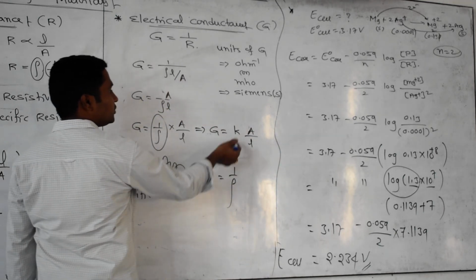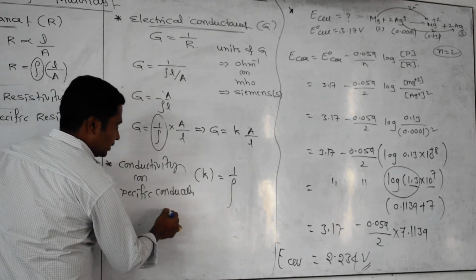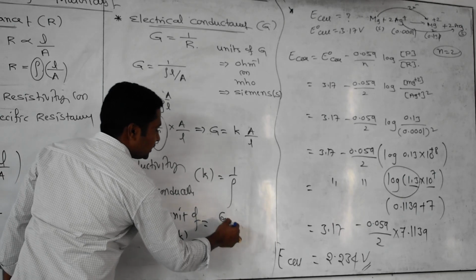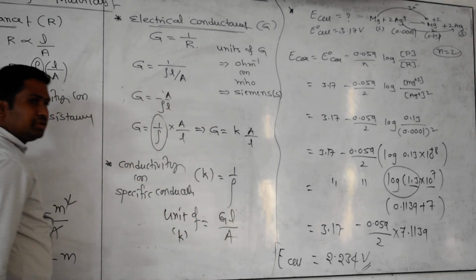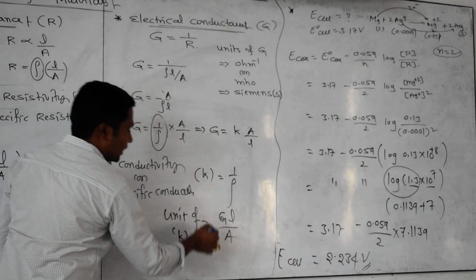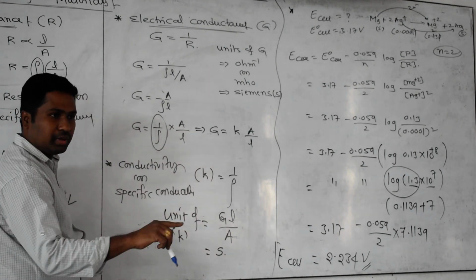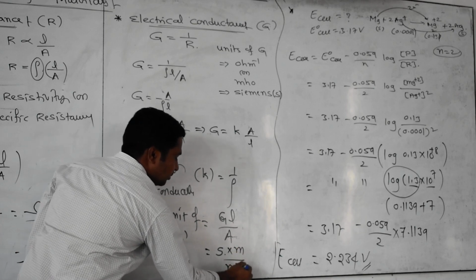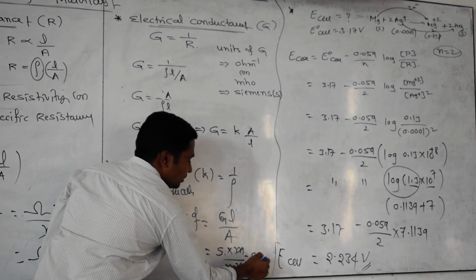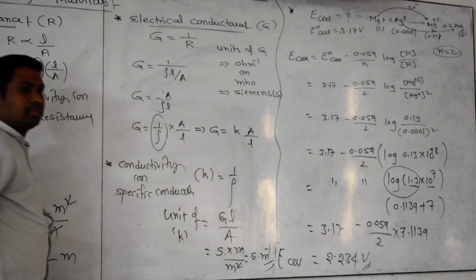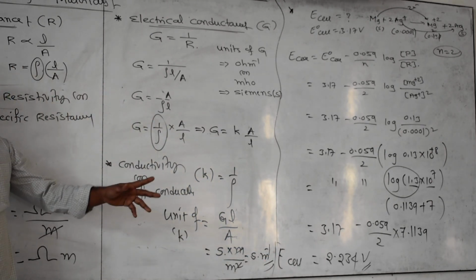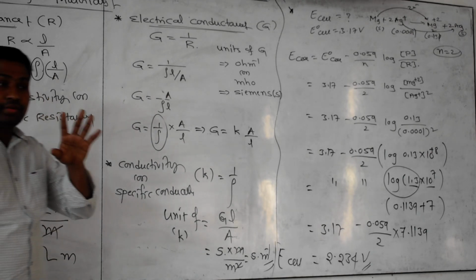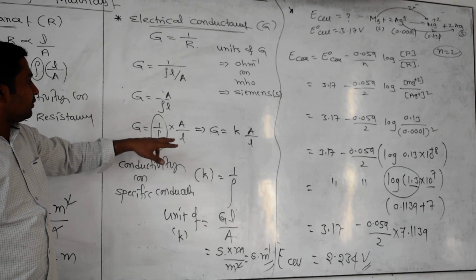So can we write the units of K? Units of K is equal to GL by A. G units are Siemens, or ohm inverse, or mho, and length units is meters and area units meter square. Then what is coming? Siemens meter inverse, or mho meter inverse, or ohm inverse meter inverse. All are the same meaning. All of you getting or no? 4 definitions we are getting. Once again you have to check it very carefully.